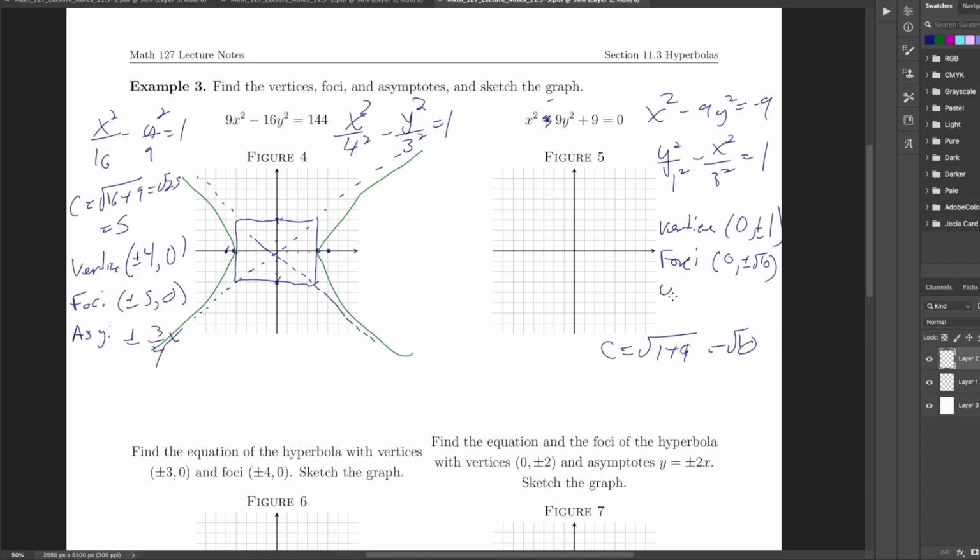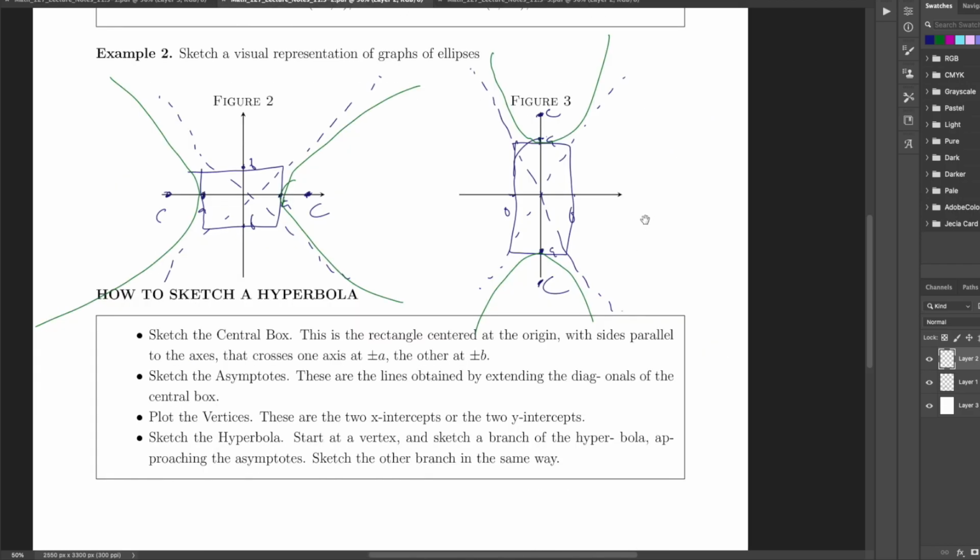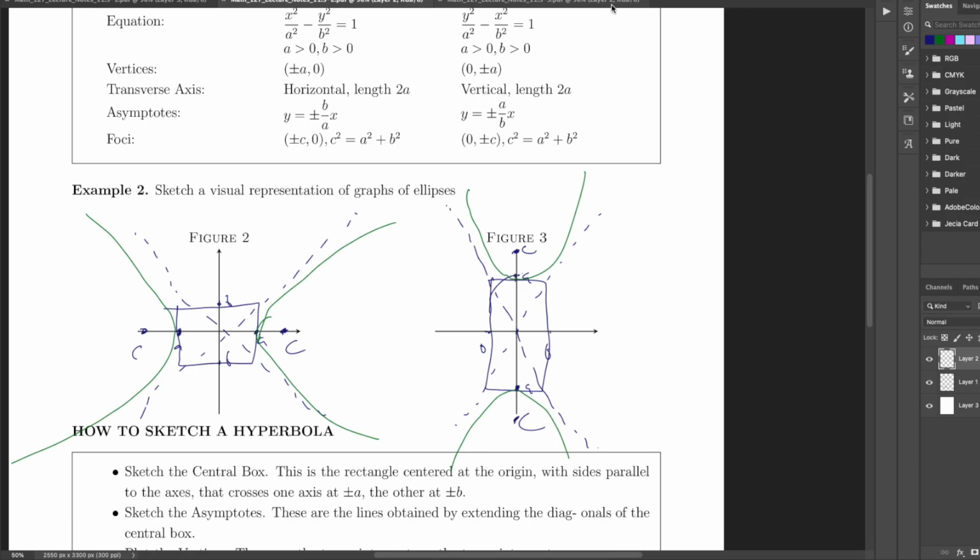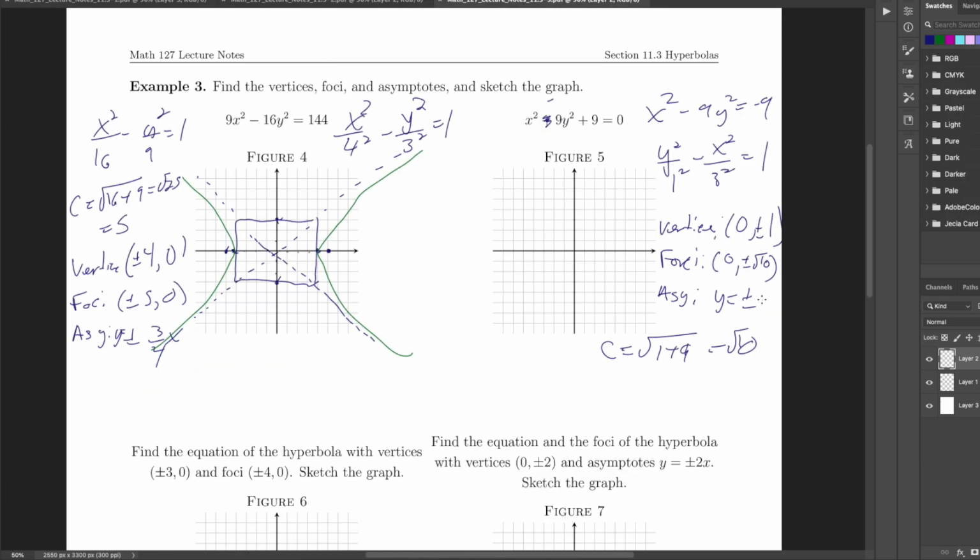And our asymptotes. So our asymptotes here will be y is equal to, oops, I forgot my y is equal to here, plus or minus, and then here, we look back here, what is it? It is a over b, so it'll be 1 over 3 x. Alright, so we're going to draw in that box, so we'll have 1, and then 3, and then 1 and 3.